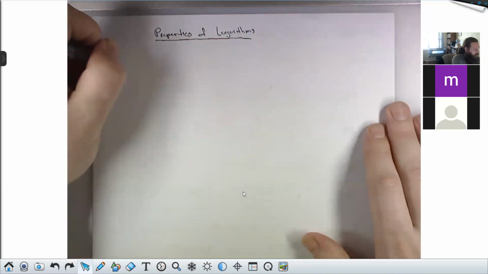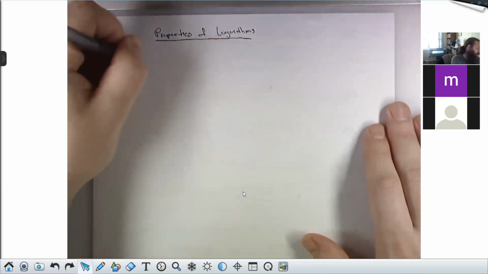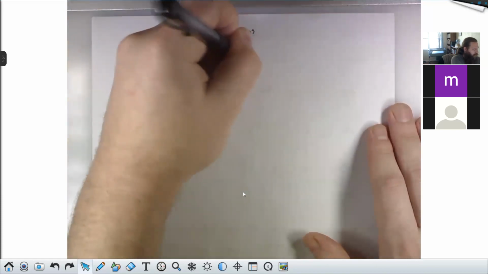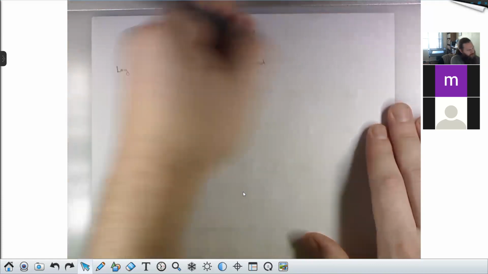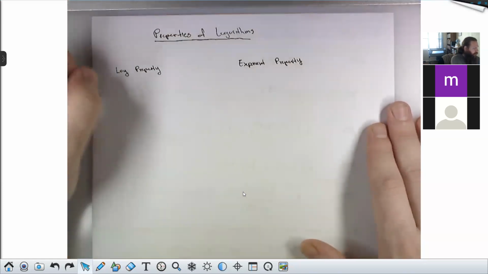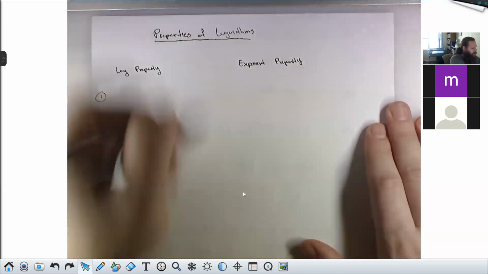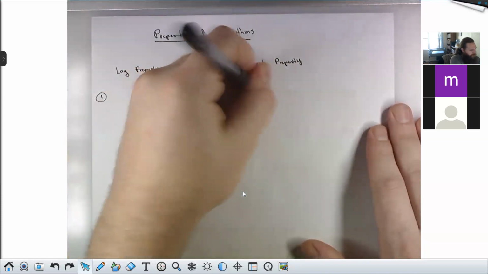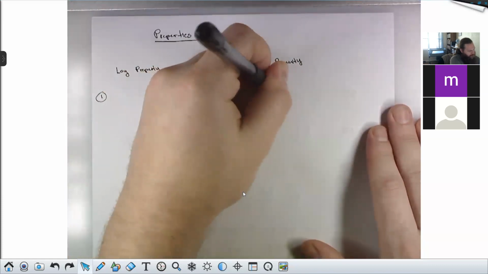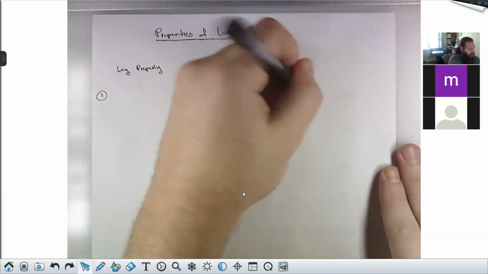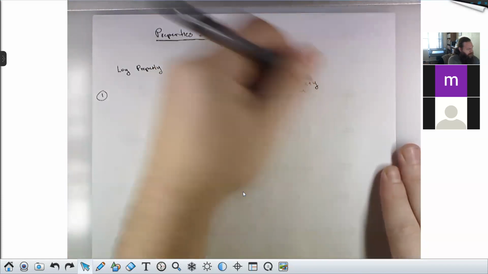So here's the log property. And over here, I'll put the corresponding exponent property. You know that if you take two numbers that are raised to powers, like bases, like a to the x times a to the y, then you can add the powers. This is the same as a to the x plus y.